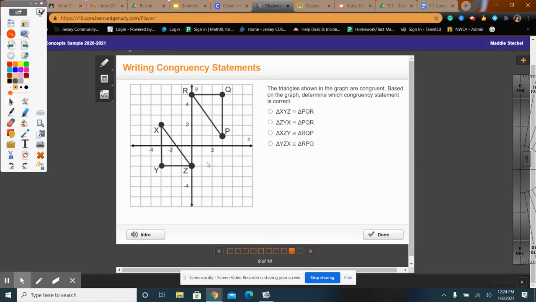So now we need to see, can you figure out which one is the short side? Do you see how RQ is the shortest? RQ is going to have to match with, R is away from the right angle, so Z is away from the right angle, Z to Y. RQ has to match with Z to Y, and that's going to be the matching angles.